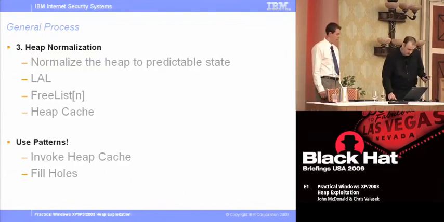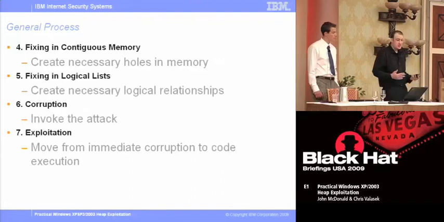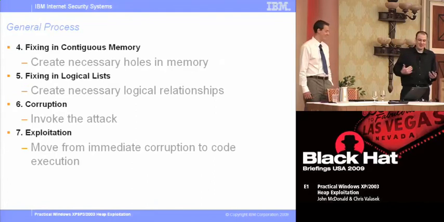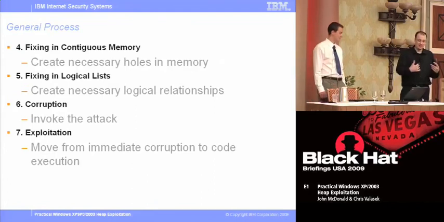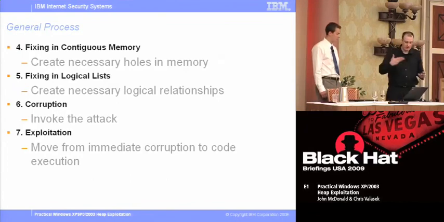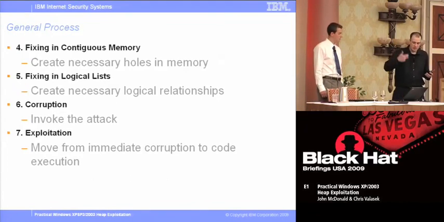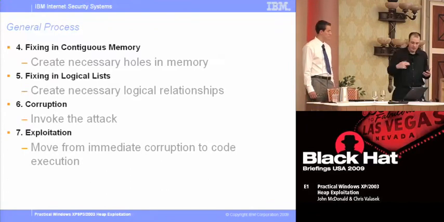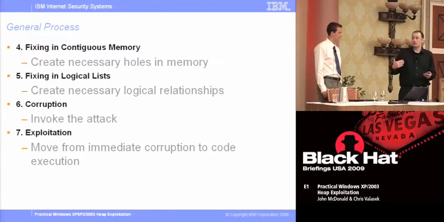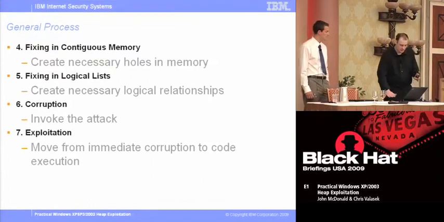Once you get the state into a predictable baseline, which can be easier said than done, from there you want to proceed to attack contiguous memory. The usual pattern used there is three buffers the same size where you free the middle one. And then after that, you want to fix the buffer in logical memory with the sizes.